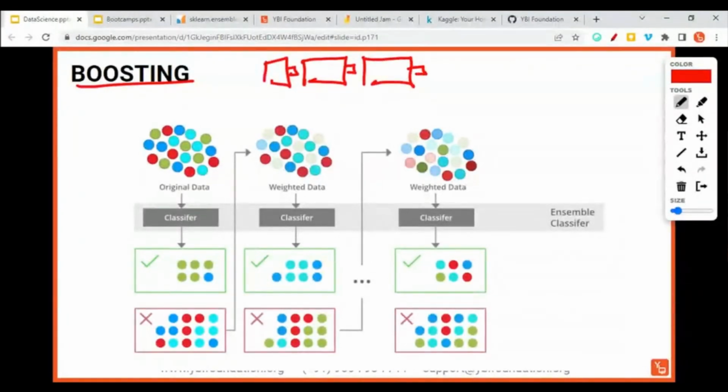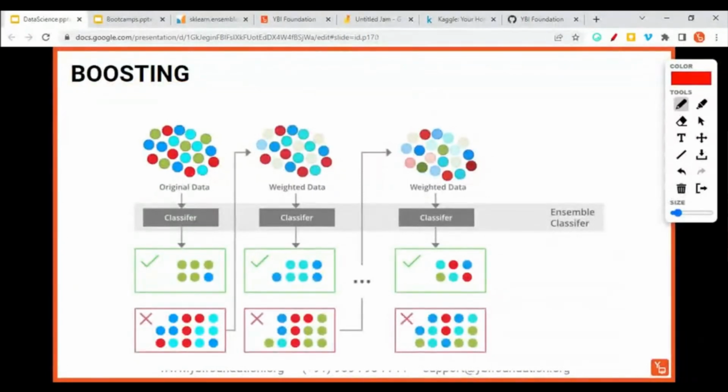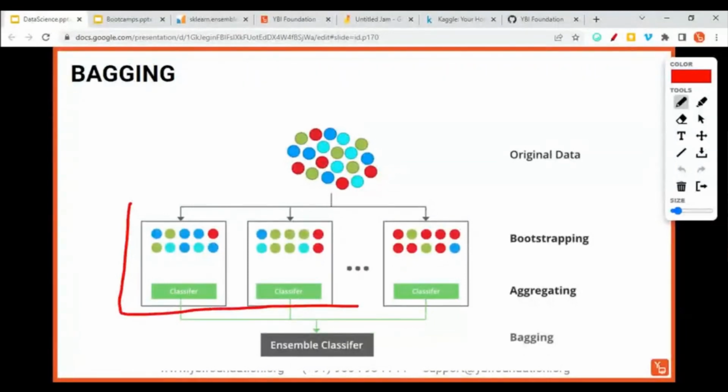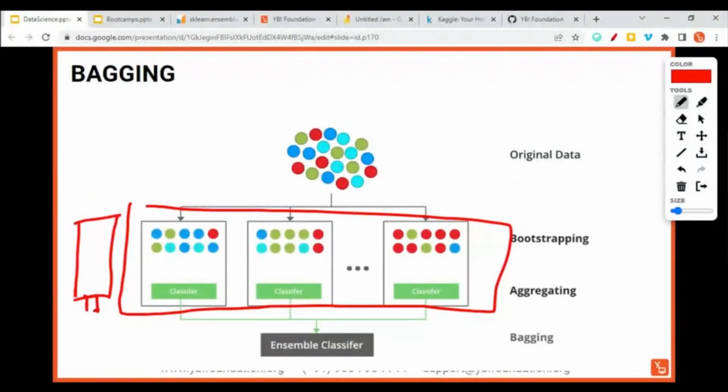Now how will models be in serial? Bagging we understood, so that they are in parallel. They seem to be in parallel. Like for example, all the models are working in parallel. They are receiving the data, some random sample, and they are giving the output.